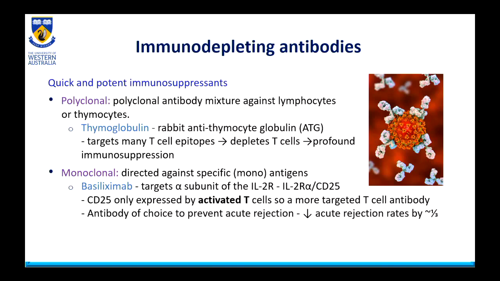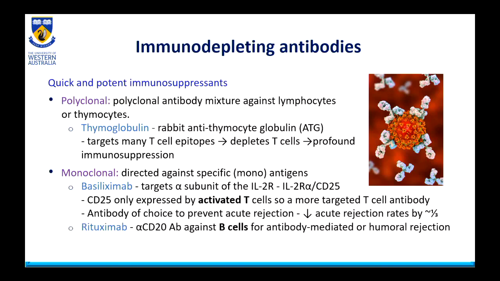And it's the antibody of choice to prevent acute rejection. And it reduces rejection rates by about a third. And another drug is rituximab. Rituximab is an anti-CD20 antibody. CD20 is a molecule expressed on the surface of all mature B cells. And therefore it's used to get rid of B cells in any antibody-mediated or humoral rejection.